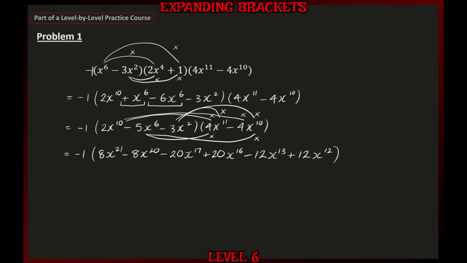Now looking inside this bracket, we don't have any like terms, which means we can't simplify. So all we need to do now to finish this problem off is multiply everything inside this bracket by the minus 1 that's on the outside. And the effect that has is it just changes the sign on every term.